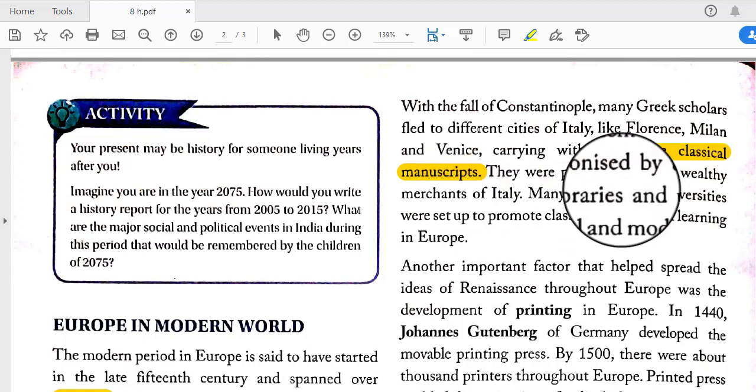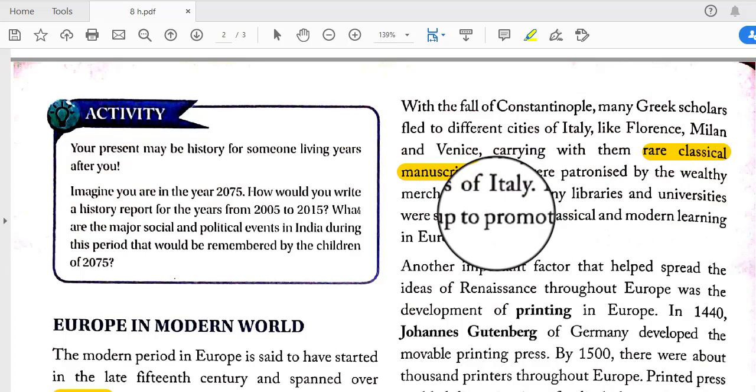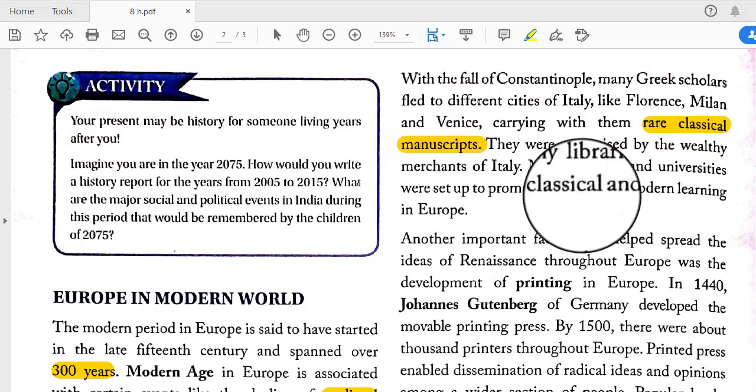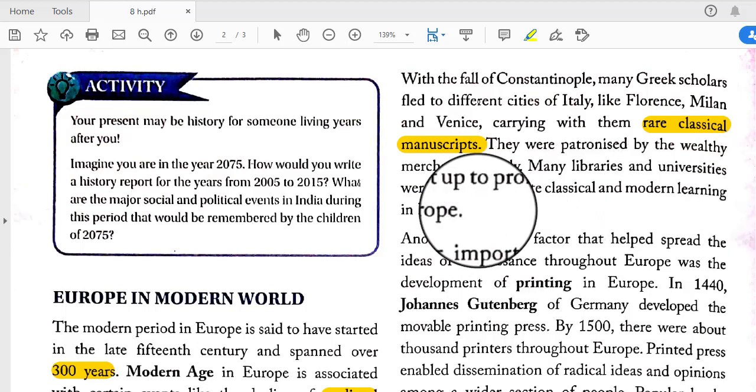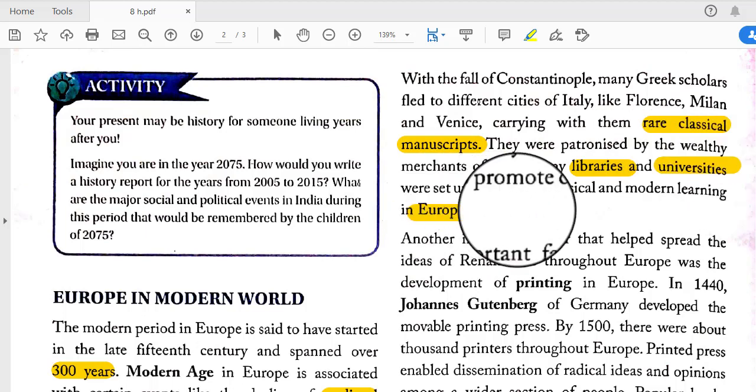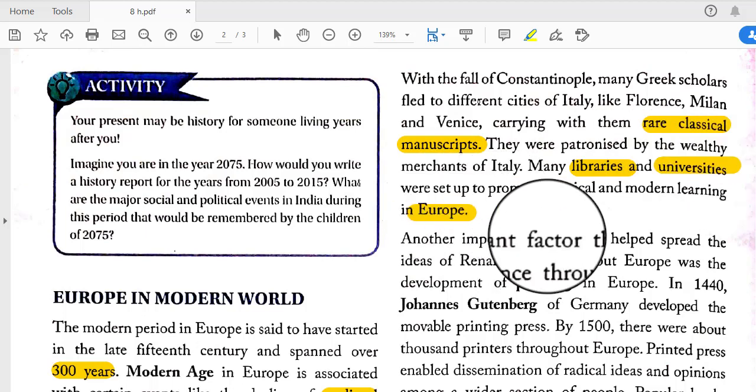And they were patronized by the wealthy merchants of Italy, and many libraries and universities were set up to promote classical and modern learning in Europe. In that time, so many libraries and universities were set up for the promotion of classical and modern learning activities.